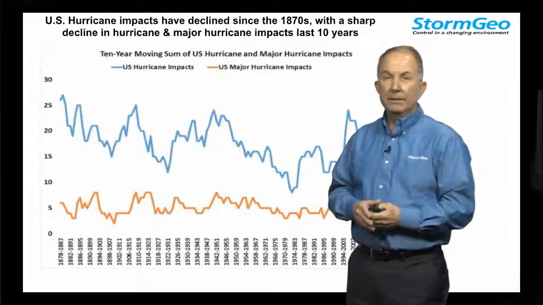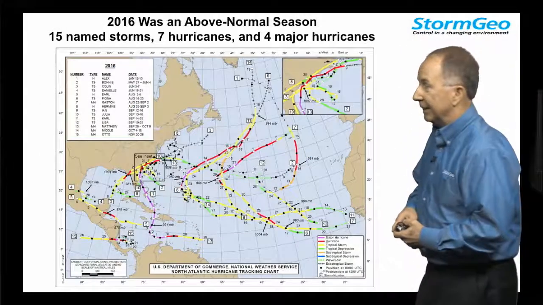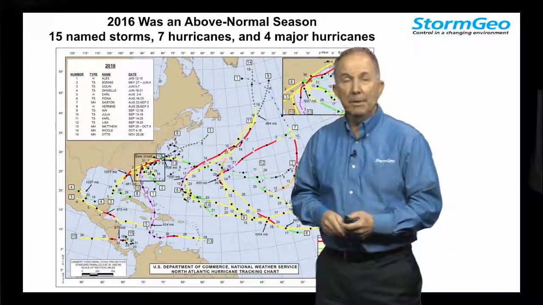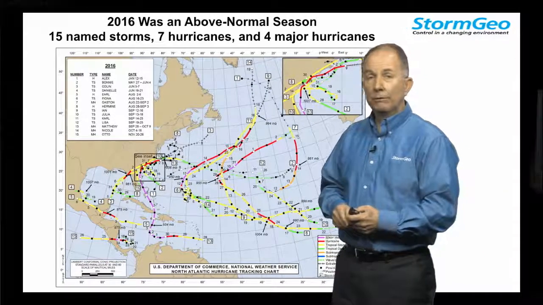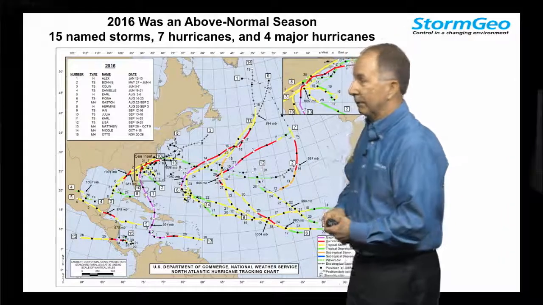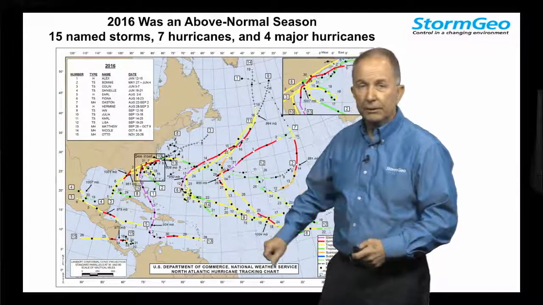Is that going to continue this coming season? Well, first of all, let's take a look at what happened last year. Last year was relatively active, an above normal season. We had 15 named storms, 7 hurricanes, 4 of them became major Category 3, 4, and 5 hurricanes. Not a lot of activity in the deep tropics moving into the Caribbean Sea.